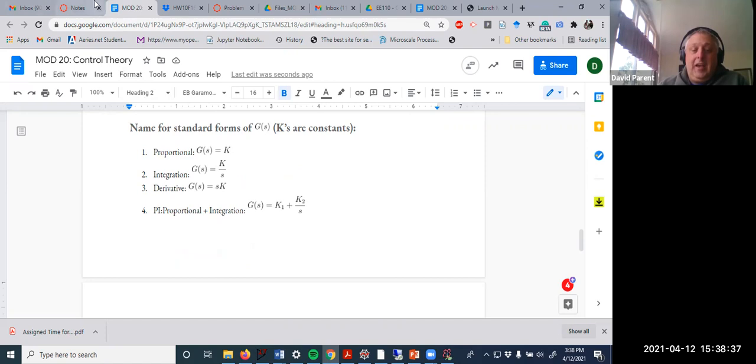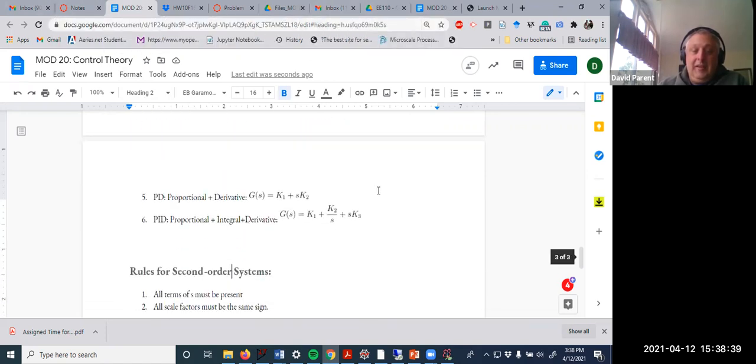And you can have proportional plus derivative, and then you can have proportional plus integral plus derivative, PID control, right? Which I bet some of you have already heard of. Setting those constants, though, is not a trivial task. It's a lot of tweaking.